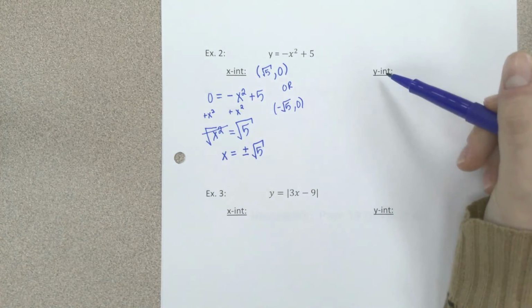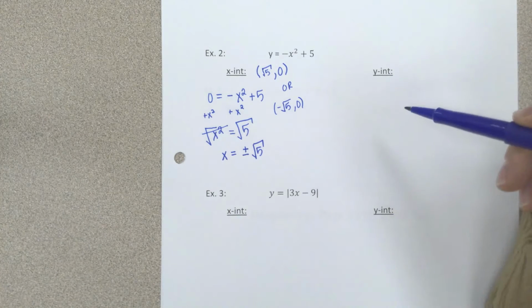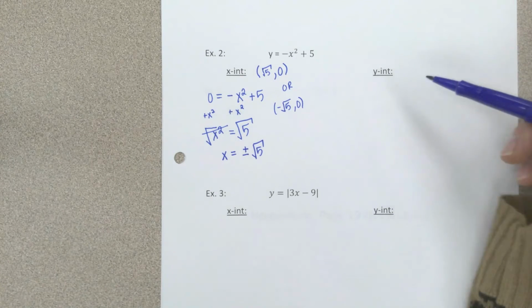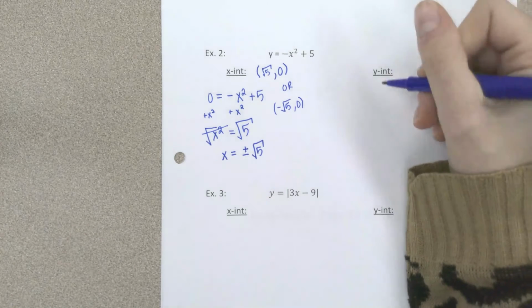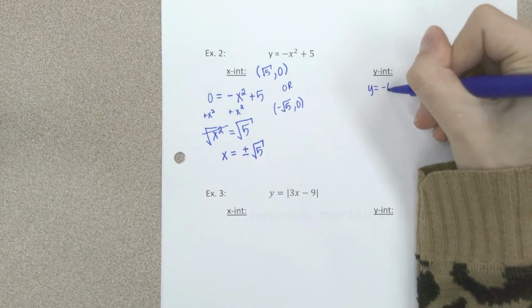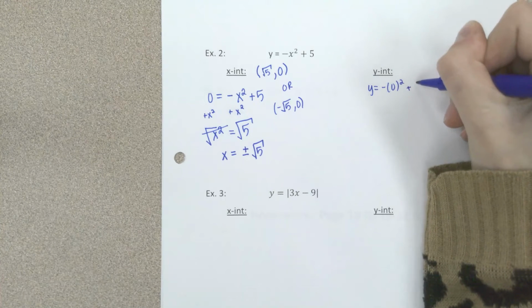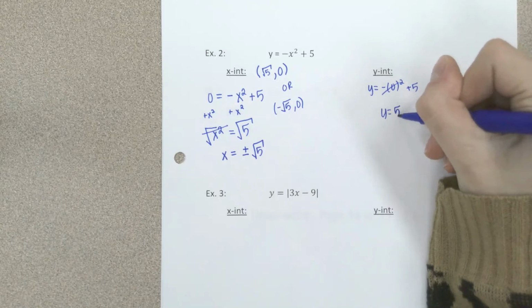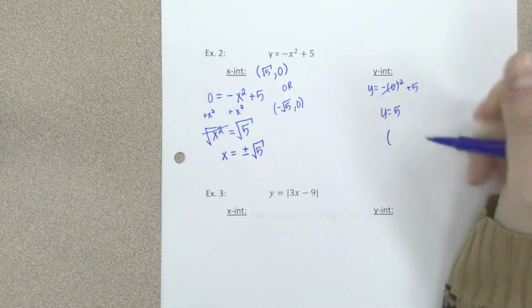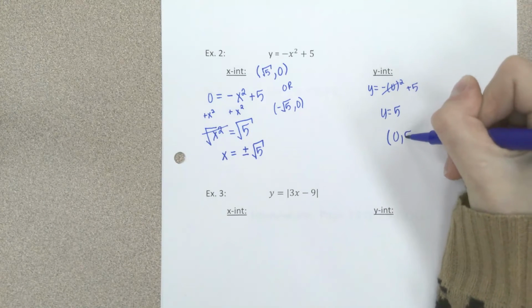For our y-intercept, we're going to go ahead and do the opposite. So we're going to plug 0 in for x. We want nothing to do with x. So we get y equals negative 0 squared plus 5. This goes away, it's just 0, so we get y equals 5. And our ordered pair is going to look like (0, 5).